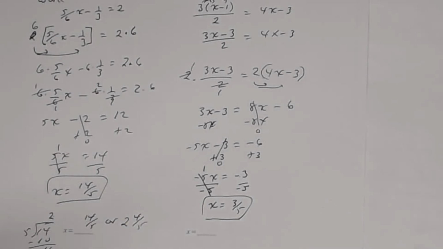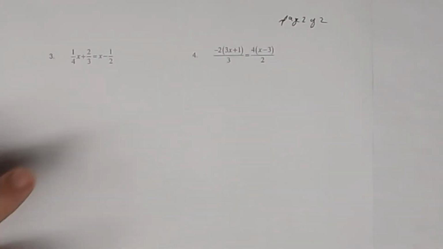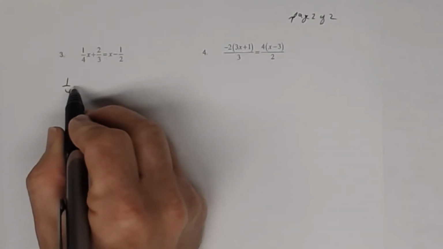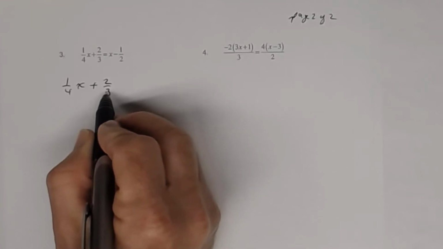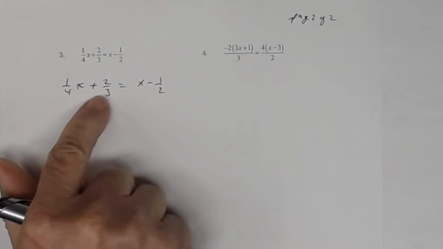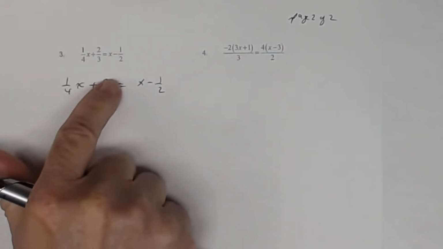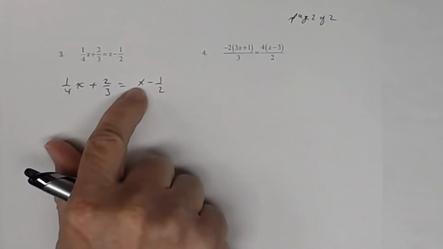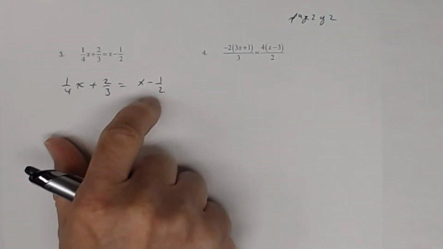Okay, now let's look at number 3. So number 3, we have this equation. So let me go ahead and rewrite this over. So you have 1/4 x plus 2/3 equals x minus a half. All right, so if you look on the left side, you have two fractions, two terms, 1/4 x and 2/3. And you have the same thing on this side. You have x and a negative 1/2.